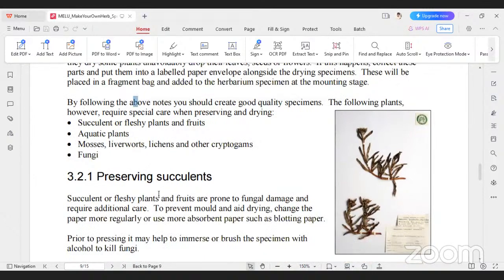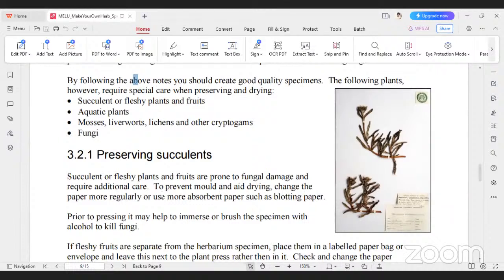Preserving succulents. Succulent fleshy plants are easily infected with fungal damage and require additional care. To prevent mold and help drying, change the paper more regularly and use more absorbent paper, such as blotting paper. When you prepare the wooden boards, newspapers are also added like a sandwich, but one used paper is replaced by another frequently.